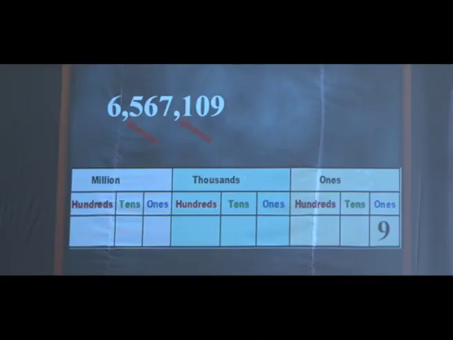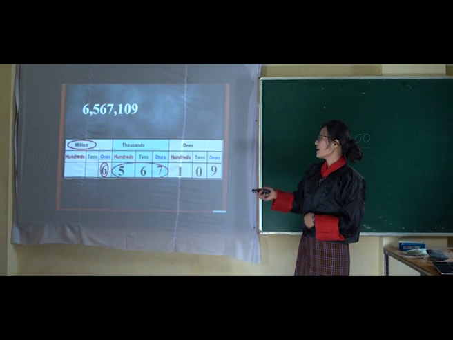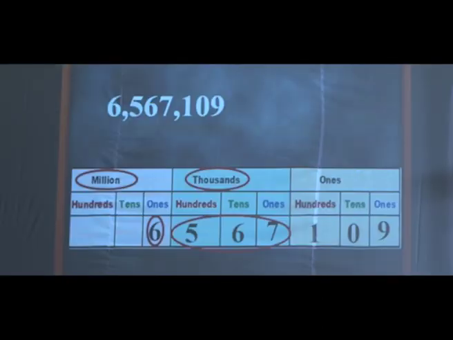Let's place 9 in the ones place, 0 in the tens place, 1 in the hundreds place, 7 in 1,000s place, 6 in 10,000s place, 5 in 100,000 place, and 6 goes in the millions place. So how do we read this number? Let's check it out. We have 6,567,000. Now, please remember, when you have grouped these 3 numbers, you read it together.